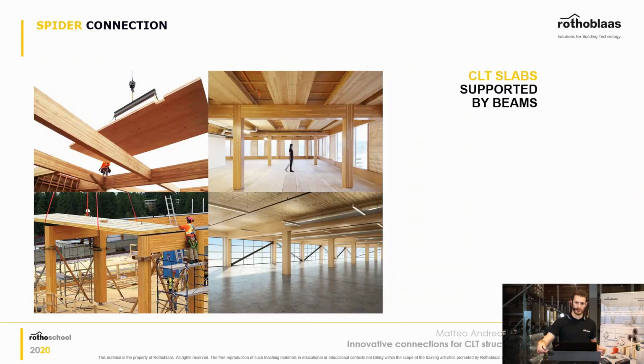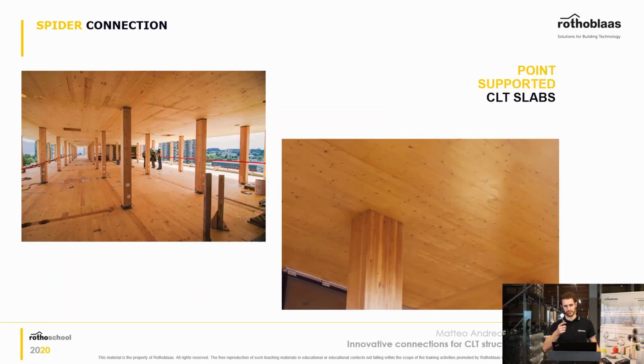So with the CLT structures, we try to achieve the same thing. Of course, it's very common to have structures like the one that you can see on the image now, with secondary glulam beams, but you can decide to remove completely all those secondary beams to have a structure that looks like the one in the picture right now.